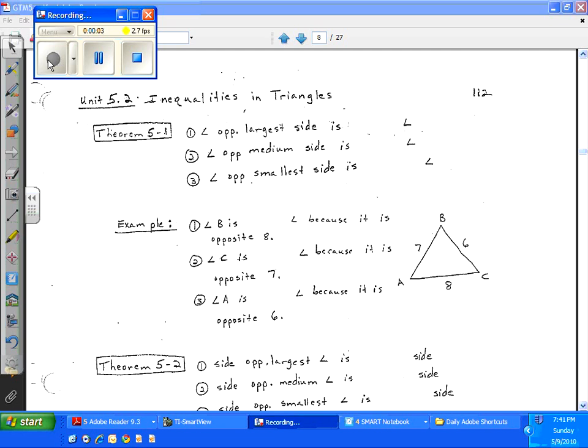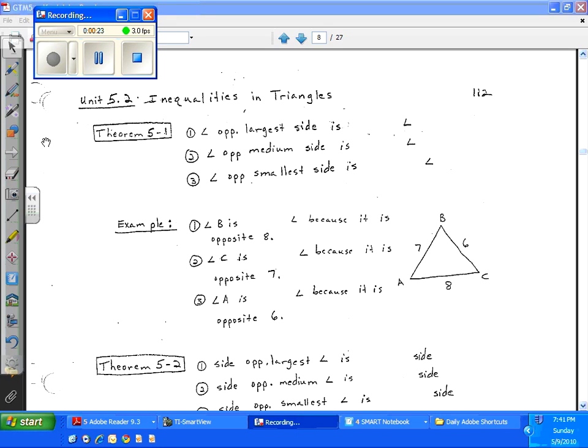Unit 5.2, Inequalities in Triangles. Now we learned that if all three sides of a triangle are equal, we call that equilateral. And if a triangle is equilateral, then it's also equiangular. So if all the sides of a triangle are equal, then all of the angles are equal.